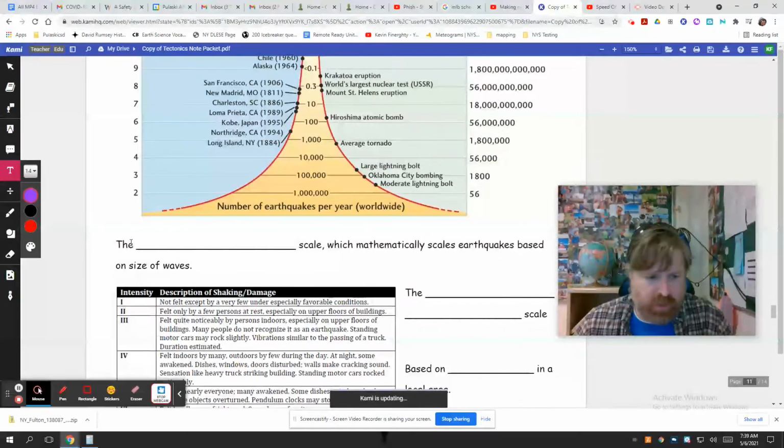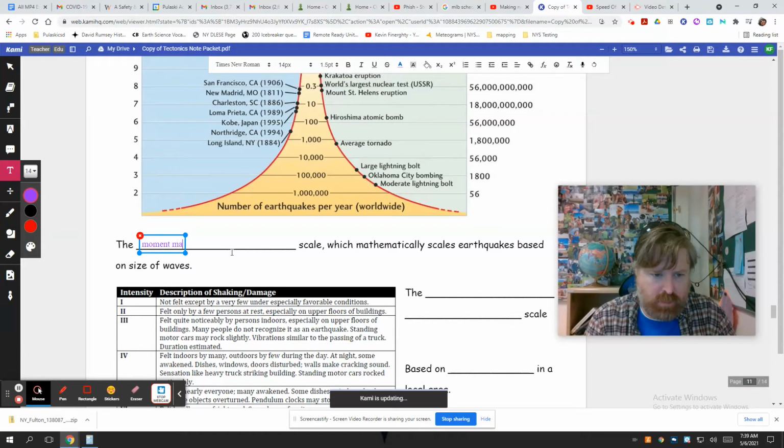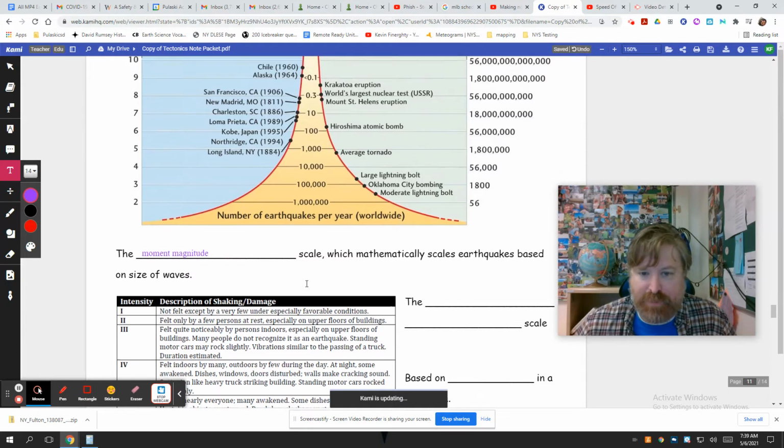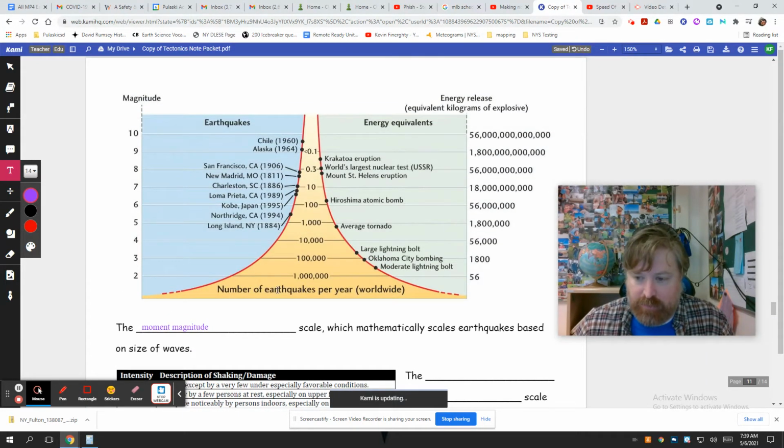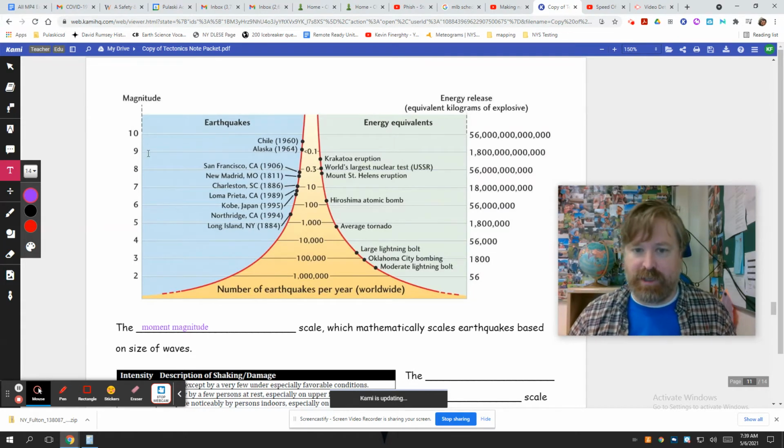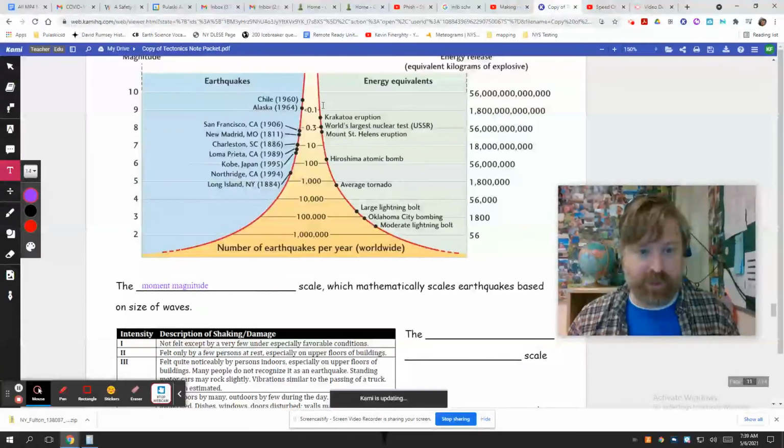It's the moment magnitude scale. It's mathematically based on the size of the waves. It's like a literal measurement of the size of the waves. It's not a scale where you go from 1 to 2 and then it's the same increment from 2 to 3 and then the same increment from 3 to 4. They go up significantly more than that. So going up from a 2 to a 3 and then from a 3 to a 4 is like 10 times worse than that. And then the next one up is 10 times worse than that. So it's like a logarithmic scale that really gets up there by the time you get to these high levels.